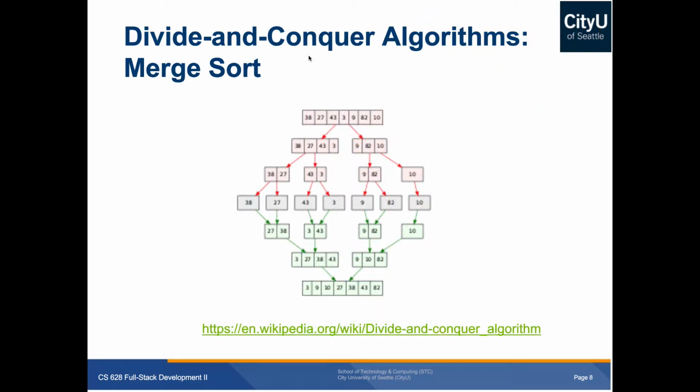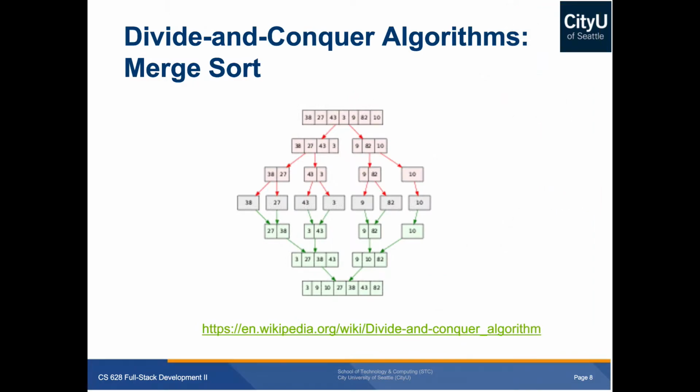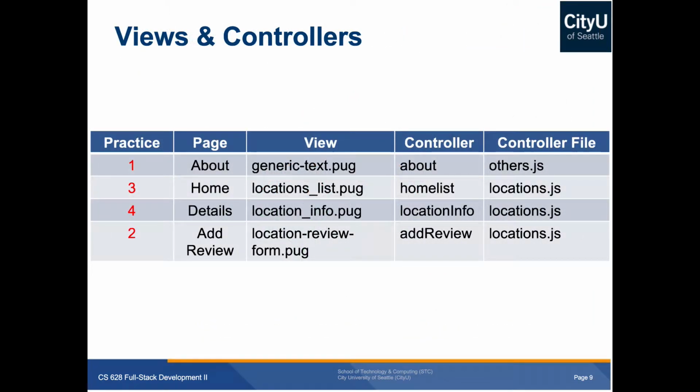Then divide and conquer algorithms, merge sort. So what's happening here? As you can see, all of those are being merged into one, so it's a divide and conquer. So we have the views and controller. Let's say you have a view and the specific controller, and the controller file, and you do the same, as we have done in the previous lesson. We're just making them in the tabular format.